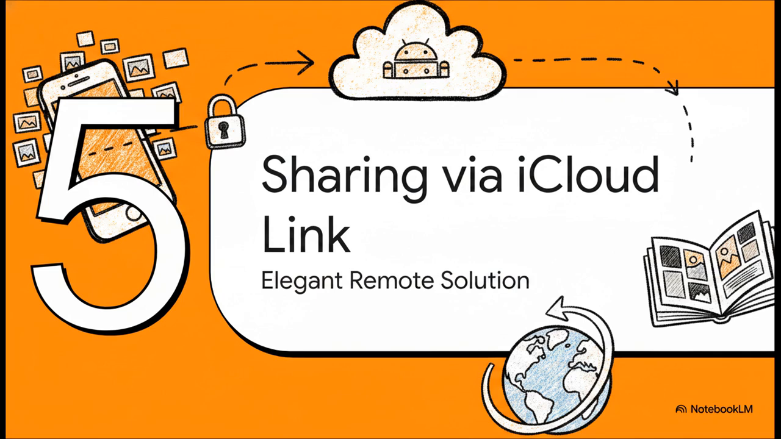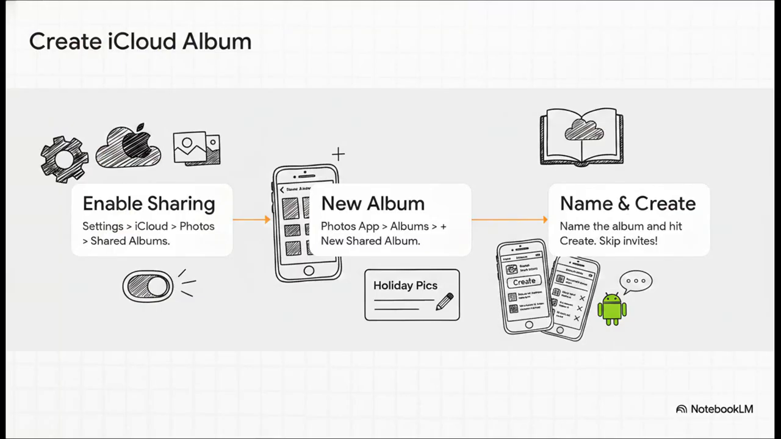And finally, Section 5, sharing via iCloud link. Honestly, this might be the absolute most elegant solution of all for sending huge albums remotely to someone outside the Apple ecosystem. Let's walk through setting this up on your iPhone step by step. Step 1. Jump into your Settings app, tap your Apple account right at the top, go to iCloud, then Photos, and make sure that Shared Albums toggle is switched on.